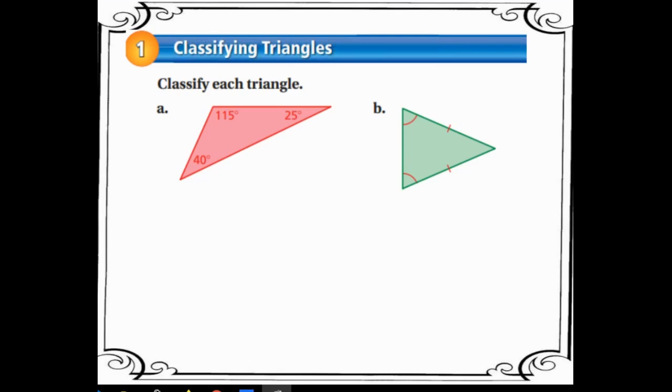So if we're going to classify this, we look and we see right here that we have a large angle, so this is obtuse. But then when you're looking, you see none of the angle measures are the same size. That means none of the sides are the same size either, which means this is scalene.